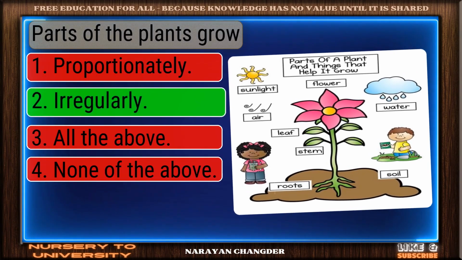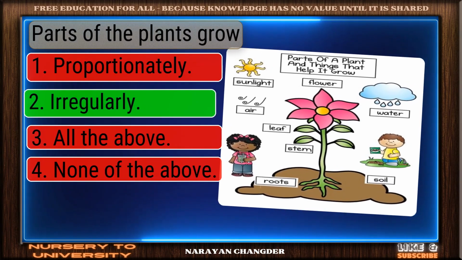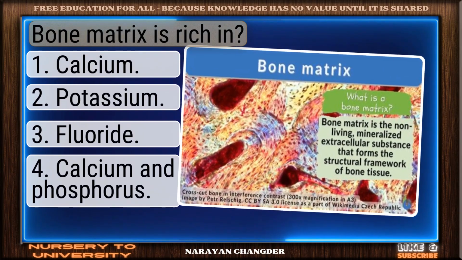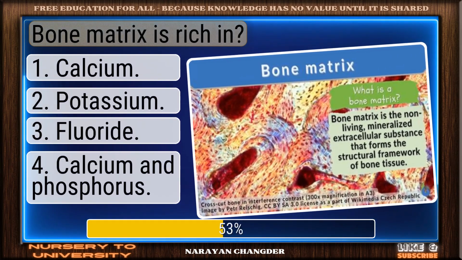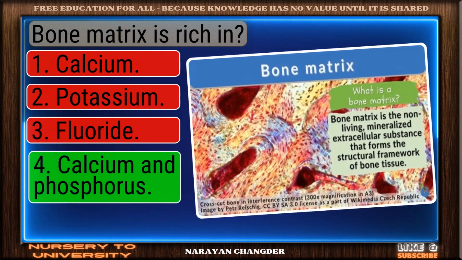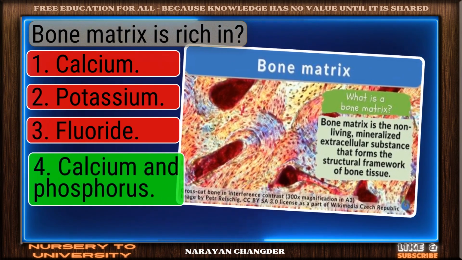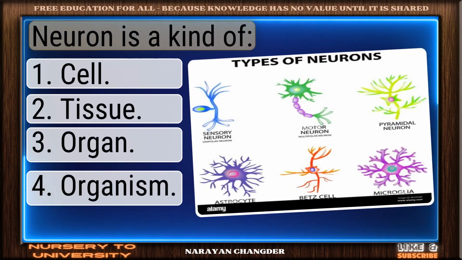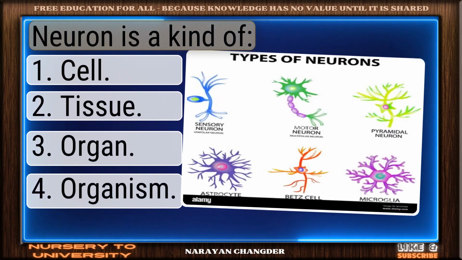You're right. Irregularly is the correct answer. Question number 108. Bone matrix is rich in. Exactly. Calcium and phosphorus makes sense, and it is right choice. Question number 109. Neuron is a kind of.